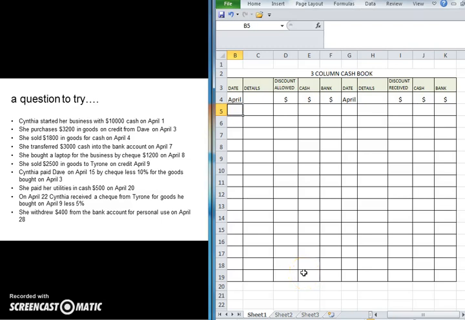Okay, good. It's me again. So we're going to tackle this question on the 3-column cash book. You recall this was a question at the end of your last assignment.